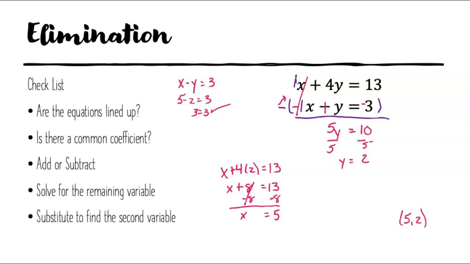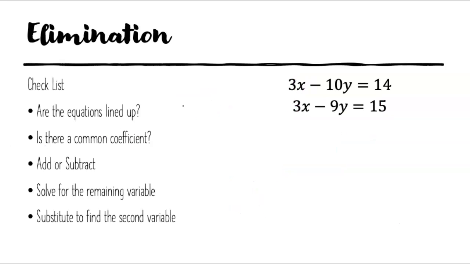Let's go ahead and look at another one. Here I have 3x minus 10y equals 14, 3x minus 9y equals 15. Check steps. Equations lined up. X over x, y over y, equals over equals, constant over constant. Good to go. Now we can combine. Is there a common coefficient?